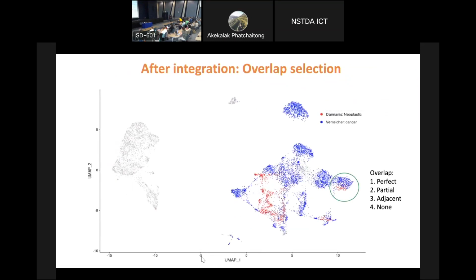And then you look for those that are overlapping, and you can have 4 types of overlap. You can have a perfect overlap, a partial overlap, adjacent, or no overlap at all. All right. So of course, you would want to focus on the perfect and maybe to some extent the partial. The others would depend on your research question.